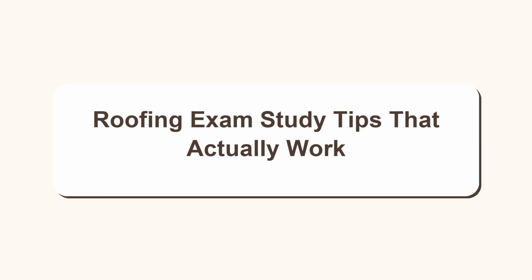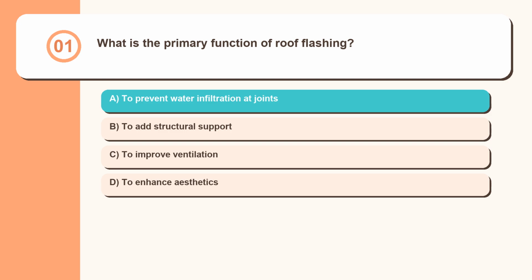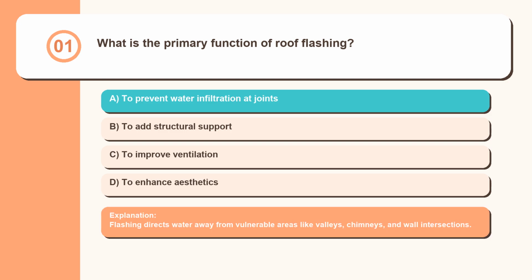Roofing exam study tips that actually work. Question 1. What is the primary function of roof flashing? To prevent water infiltration at joints, to add structural support, to improve ventilation, to enhance aesthetics. Flashing directs water away from vulnerable areas like valleys, chimneys, and wall intersections.